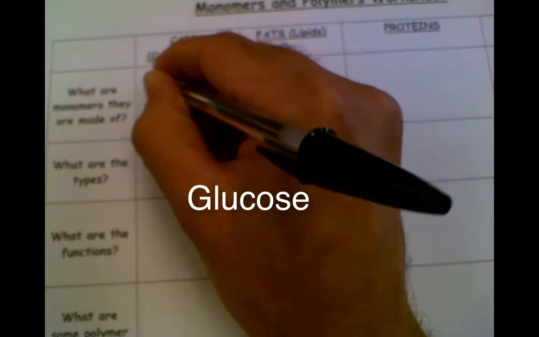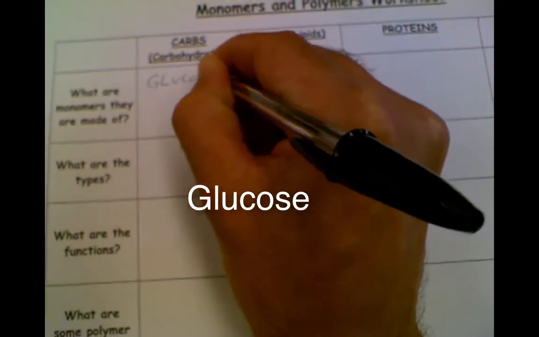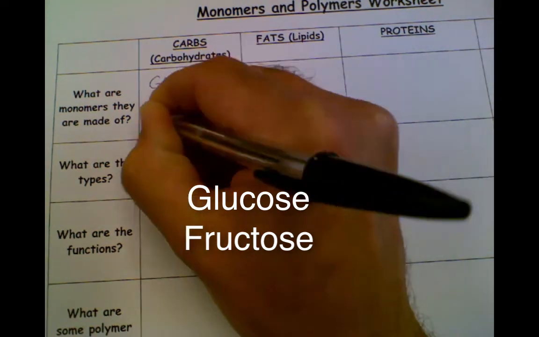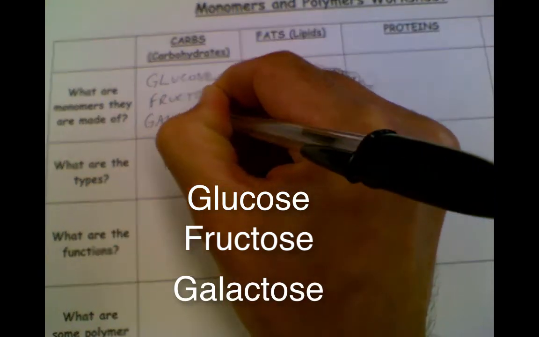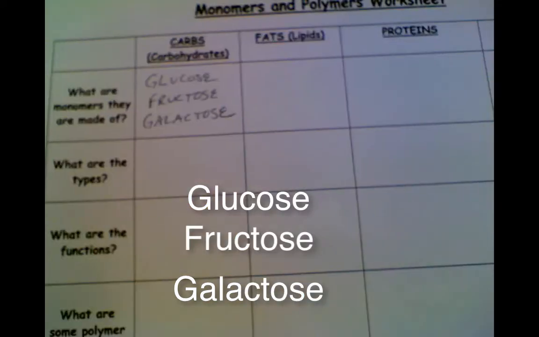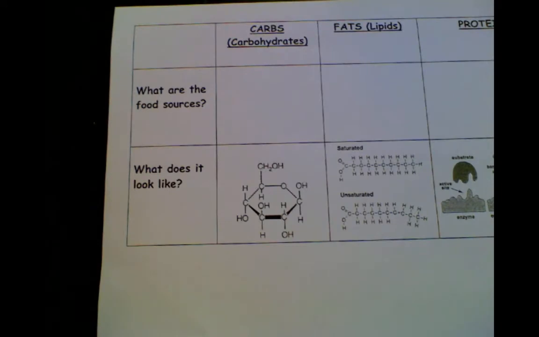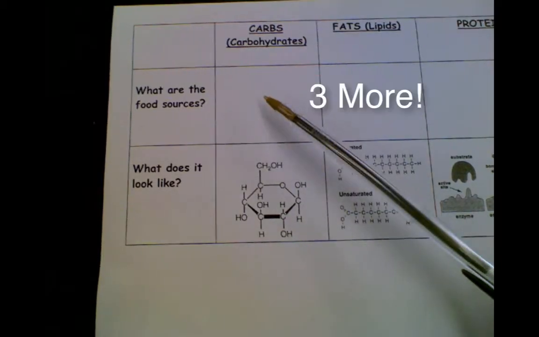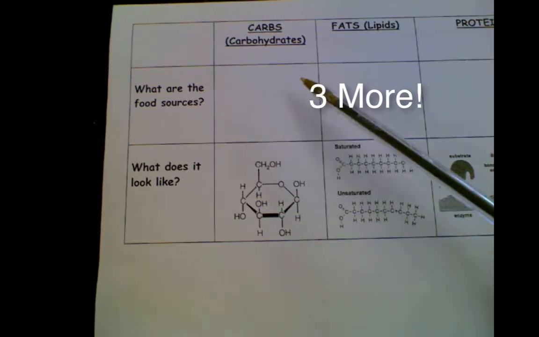They are glucose, fructose, and galactose. The two food sources that come to mind when we talk about carbohydrates are probably bread and pasta. Your challenge is to go to the internet and find 3 more food sources to write in the carbohydrates food sources box.